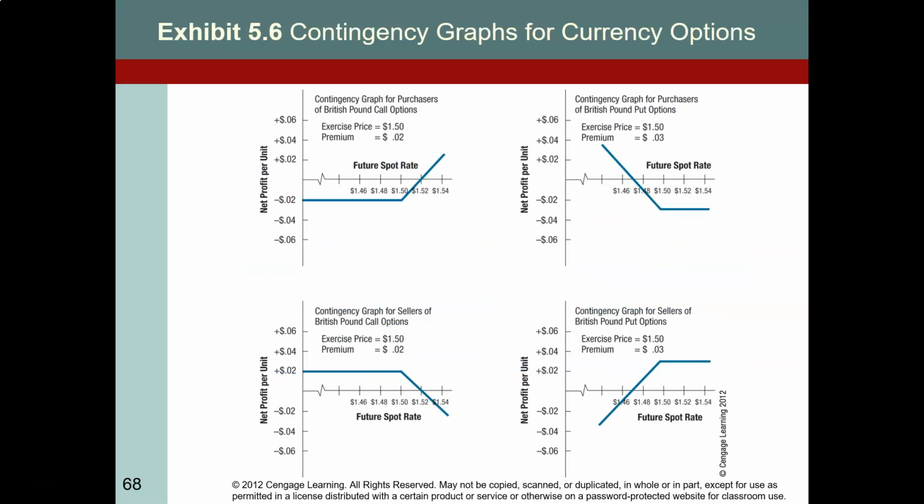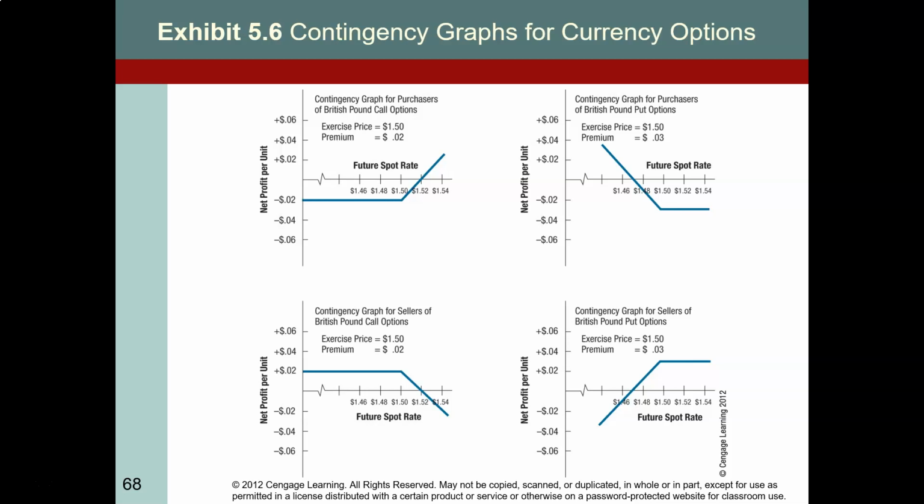Okay, so this shows us for different situations, the future spot rate compared to the exercise price of a call option. So we can see the net profit per unit for the call option in different cases, as well as for the put option, and not only the buyers of call or put options, but also sellers of call and put options are shown on the graph. Okay, so let's look at them one by one.